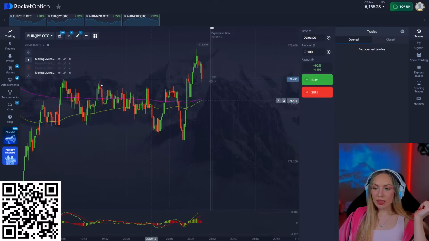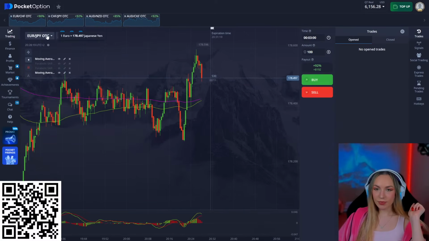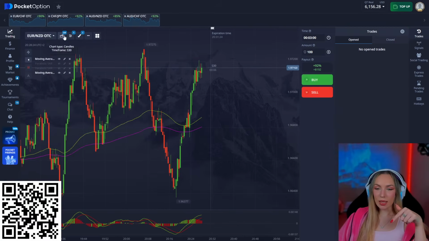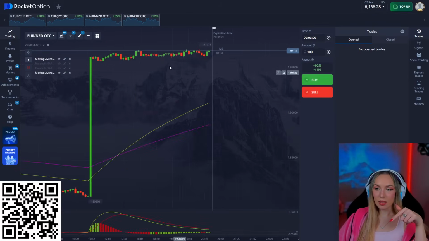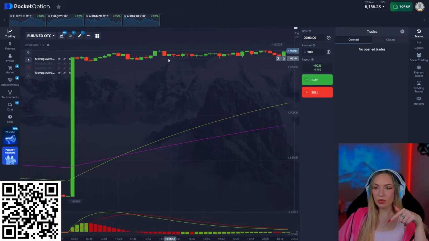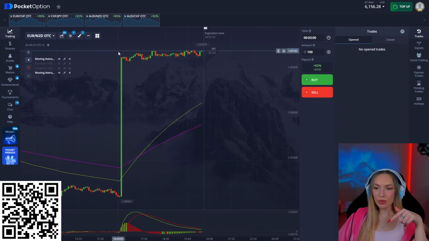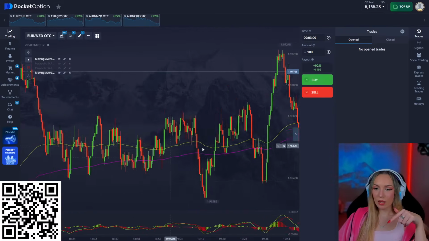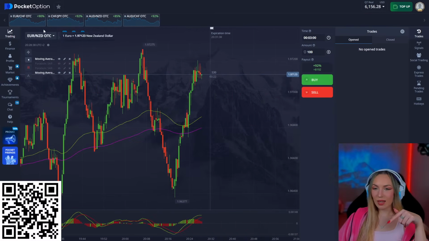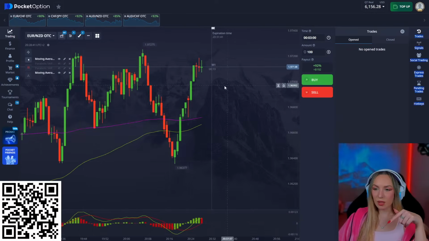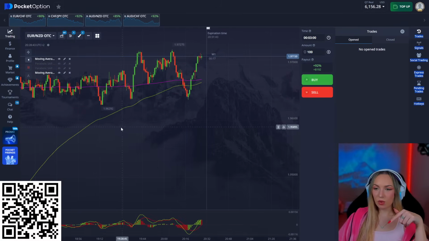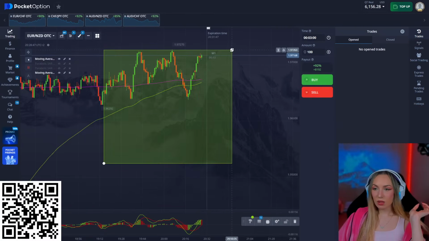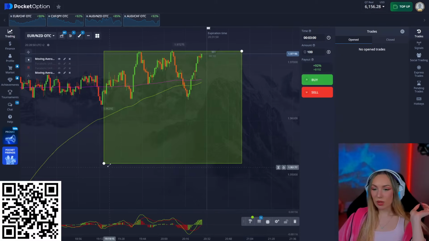What else we didn't check? I think this one was already opened. Euro NZD. Oof. Here was the news. The price went amazingly up. And now it's kind of lateral, by the way. And maybe here is forming the signal to open the trade in the downward direction. But I wouldn't say that it has super clear structure.